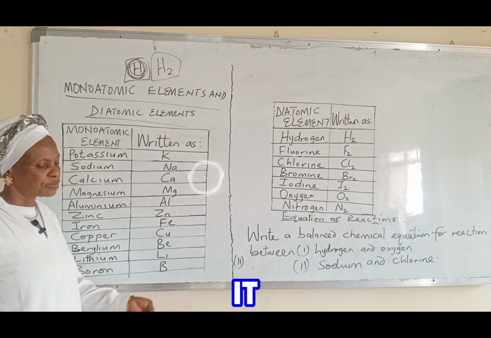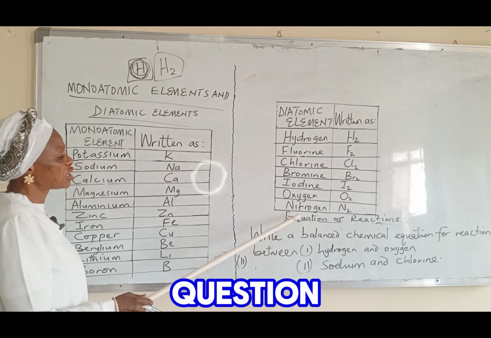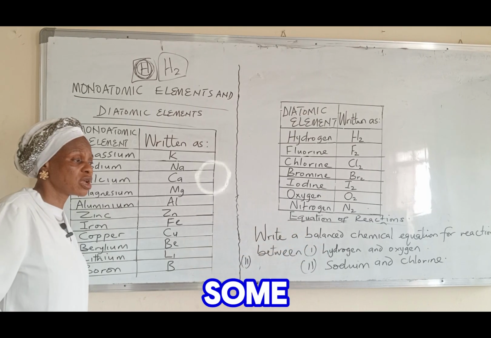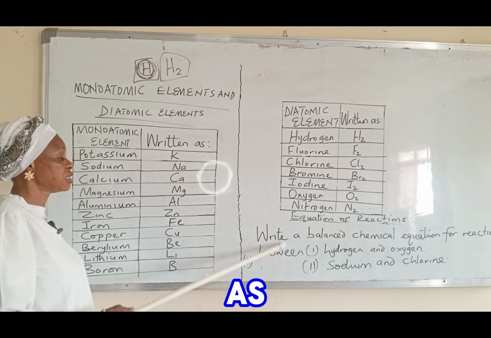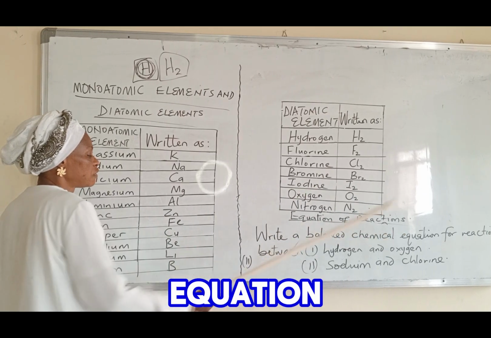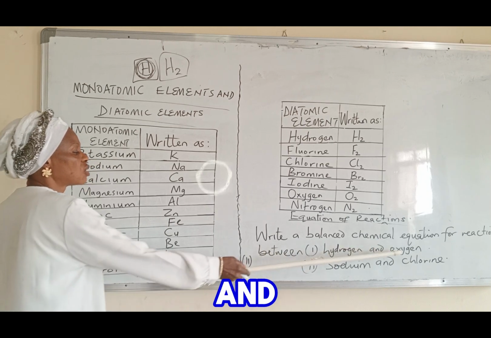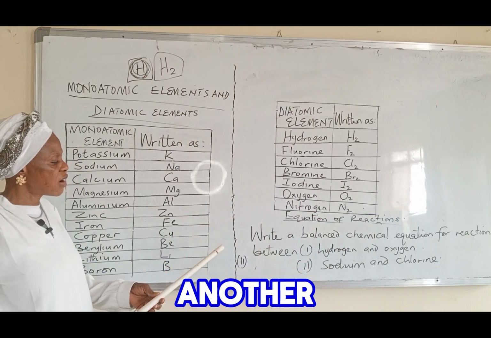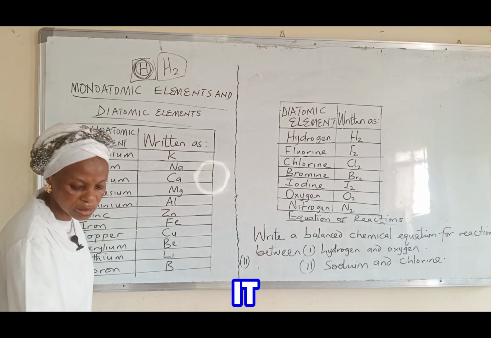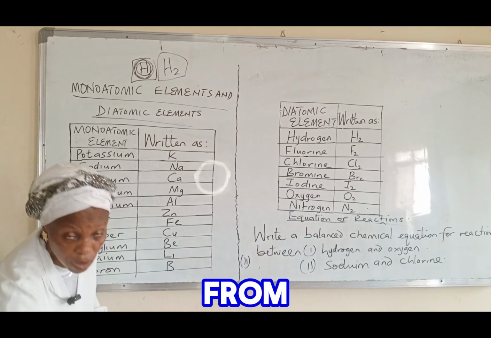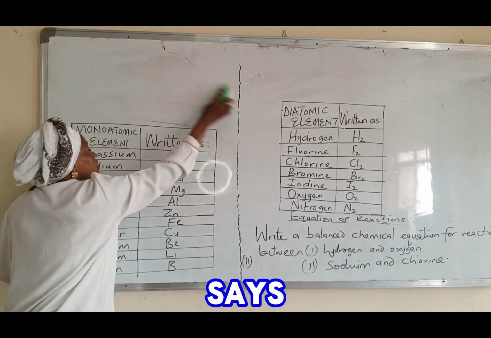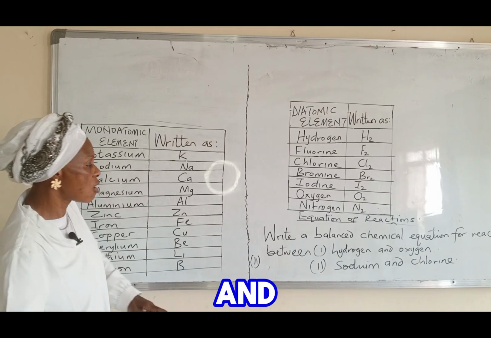Now, how do we use it? If a question asks you to write the equation of chemical reactions for word problems such as these, look at it: write a balanced chemical equation for the reaction between hydrogen and oxygen. Another one says the reaction between sodium and chlorine. How do you go about it? These elements are fetched from the first 20 elements. The first one says write the reaction between hydrogen and oxygen.